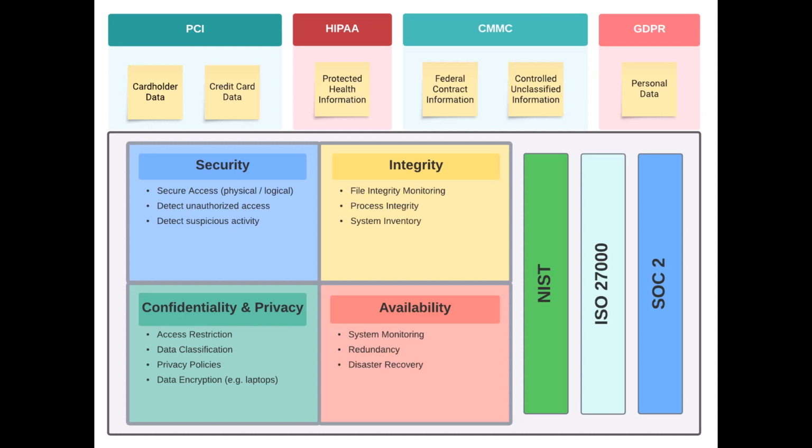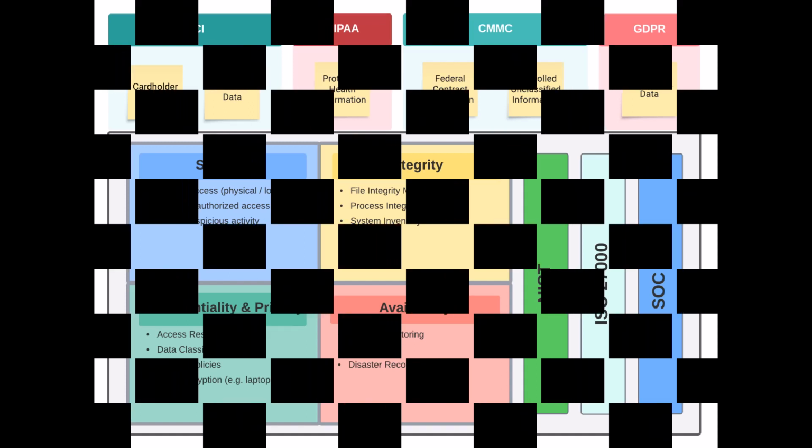And EventSentry, with its ability to monitor logs in real time, to provide you with a lot of visibility into your network, including integrity, including system monitoring for availability, and so forth, of course, helps with any compliance requirement that's out there, whether that's PCI, CMMC, or with security frameworks like NIST, ISO, or SOC2. But now let's take a look at how EventSentry can help you with CMMC compliance specifically.